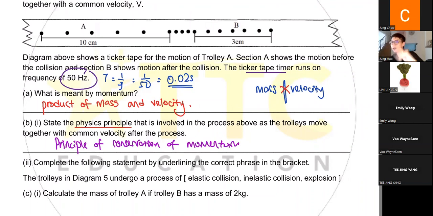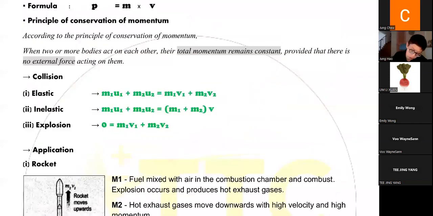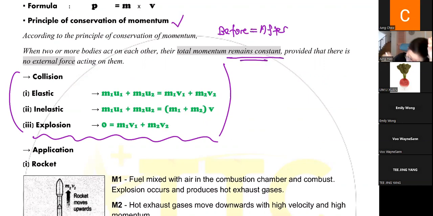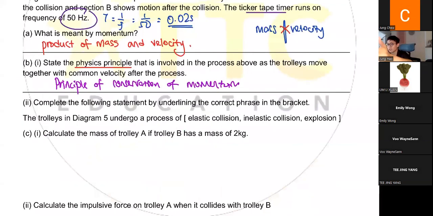Now before we continue, you have two choices here. Choice number one, you memorize formulas. Teacher, what formula do I have to memorize? The collision, elastic, inelastic, explosion, boom, you have to memorize the whole entire set of formulas. Or you understand the principle of conservation of momentum, which tells you that whatever happens before and after will be the same. Why? Because it's clearly written here. It says remains constant. So remains constant means whatever before and after will be the same. It will be the same. So if you have no problem, it's the principle of conservation of momentum.